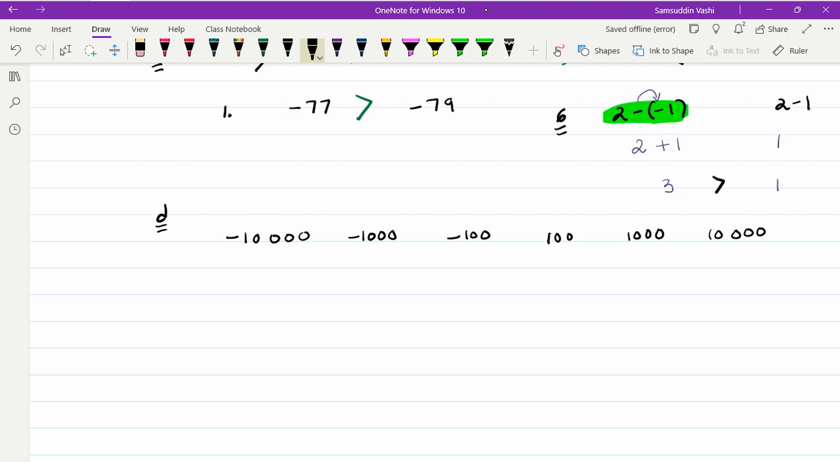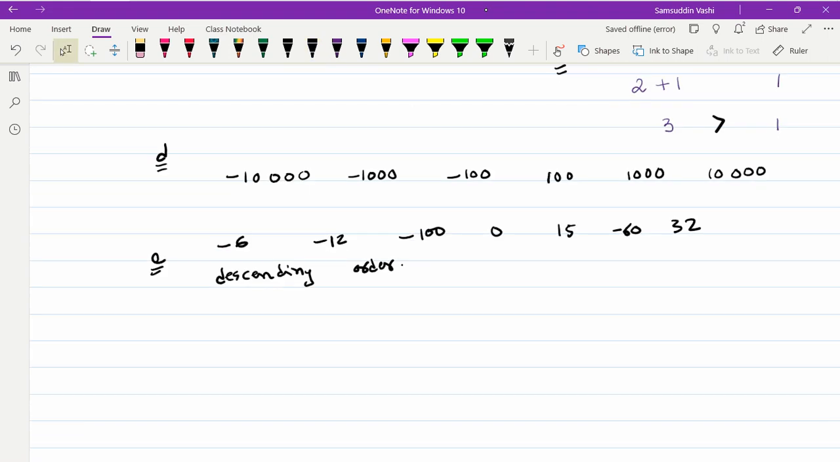All right. E. So it's negative 6, negative 12, negative 100, 0, 15, 60, and 32. I need to arrange them in descending order. So this one is descending order. Okay. So the biggest first. Biggest is the biggest positive. So what is the biggest positive? 32. All right. Then I will start with 32.